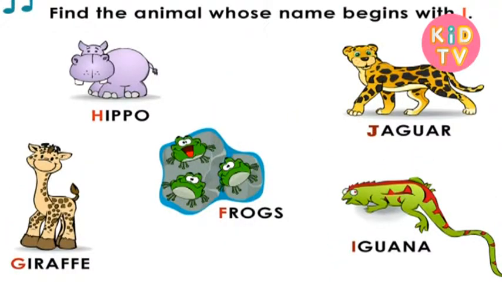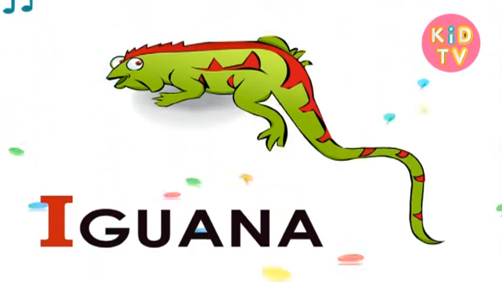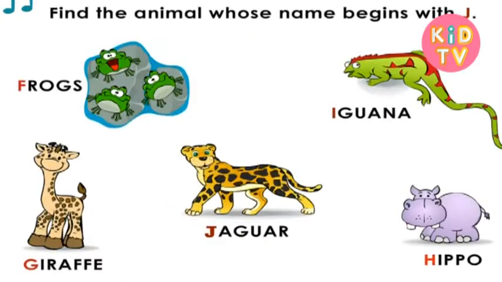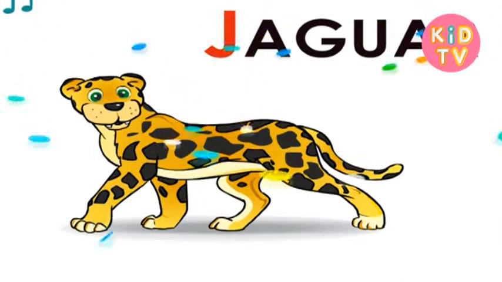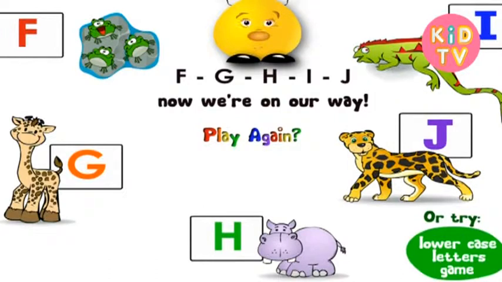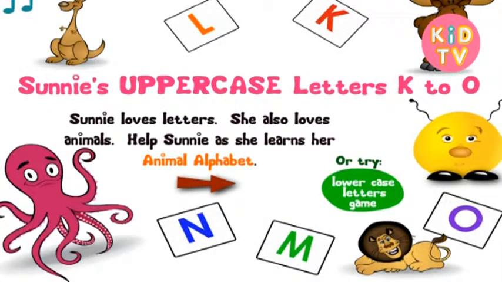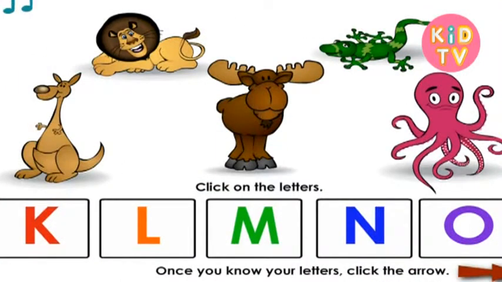Find the animal whose name begins with I. Good job! Iguana begins with I. Find the animal whose name begins with J. Excellent! Jaguar begins with J. F, G, H, I, J. Now, next page. Click on the letters. Once you know your letters, click the arrow.